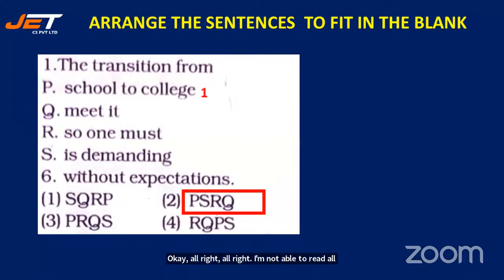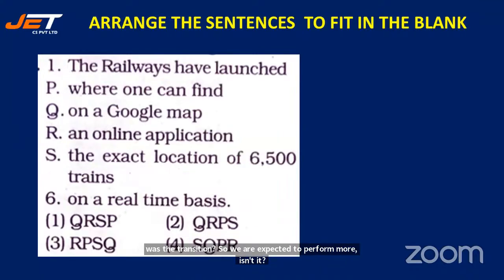Good. How? The transition from school to college is demanding. So, one must meet it without expectations. All right. So, when we move from school to college, so how is the transition? So we are expected to perform more, isn't it? All right. See the next question.